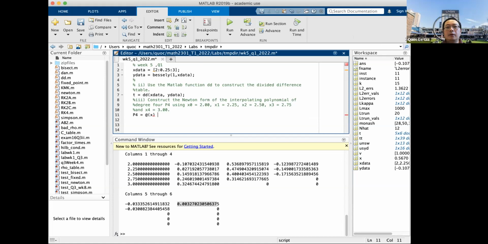Question. Okay, no. So what is the formula?